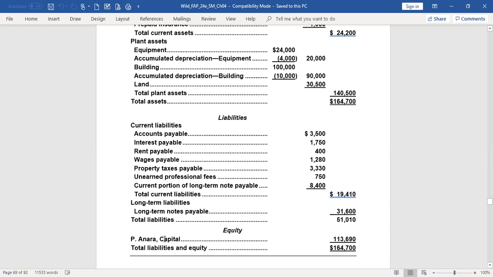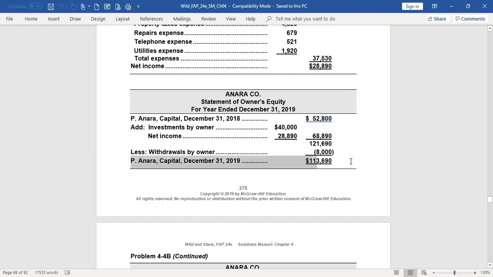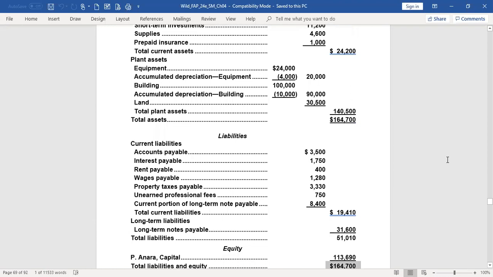Then report our capital, which we just calculated right up here. We're just going to bring that down into our balance sheet. Total liabilities plus capital gives us total liabilities and equity, and that equals total assets. So we've just completed the financial statements and practiced the classified balance sheet for a company.